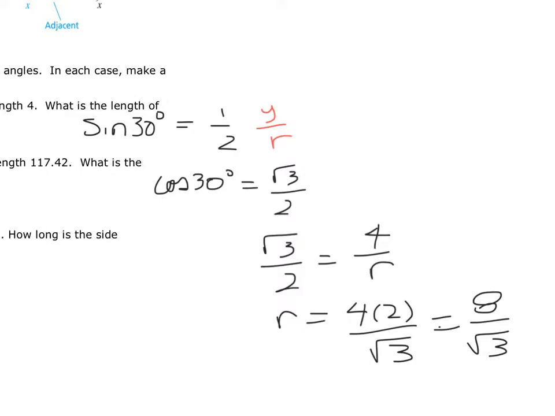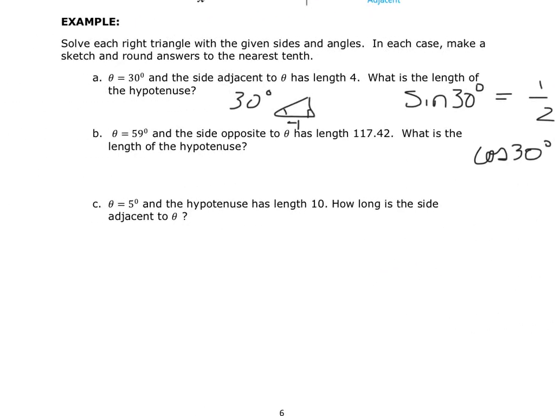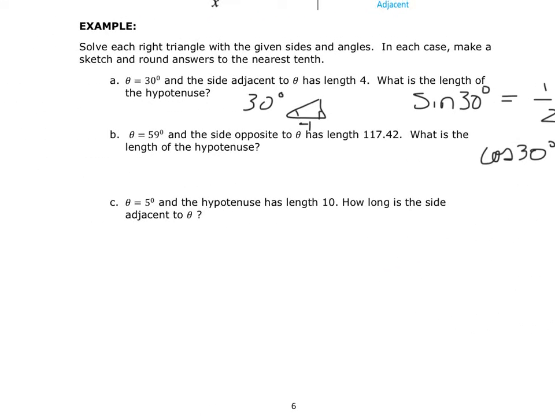How was that? Want to see another one? Okay. So on B, I have 59 degrees. The side opposite of my angle is 117.4. Which one do you think I'm going to use? So I'm going to draw a picture. Here's my 59 degrees. Here is 117.42 on that side. Which one do you think is going to help me get the answer?